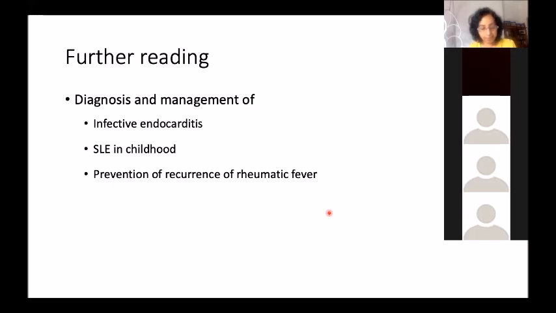Madam, regarding penicillin prophylaxis, if someone is allergic to penicillin, what can we give? We can use erythromycin, but it's oral. Okay, madam, thank you. So read about rheumatic fever. I have done rheumatic fever in my 5th lecture of CVS.